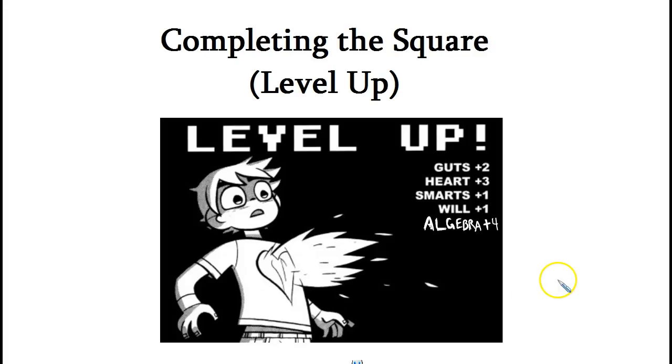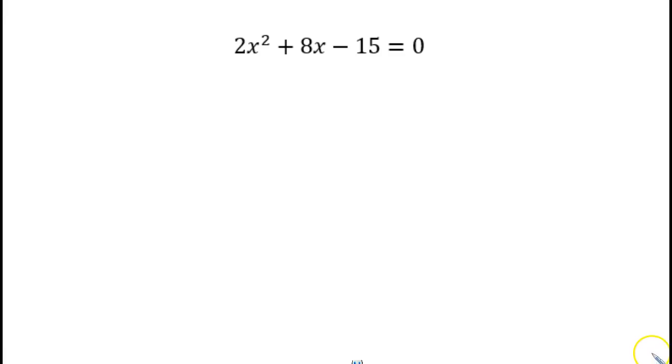In our last video, we talked about how to complete the square in situations where completing the square to solve a quadratic was a fairly easy thing to do. Today, we're going to level up and look at some problems that are a little bit more difficult. We'll start with a question where the leading coefficient is not 1. This is generally a pre-requirement for completing the square.